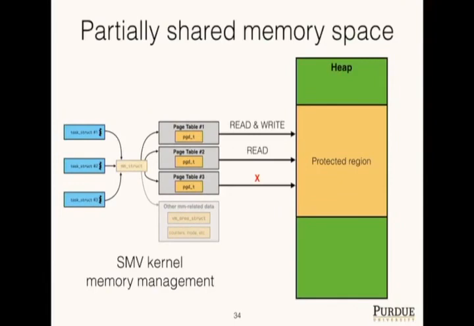So this partially shared memory space has several benefits. For example, it allows legacy thread synchronization that utilizes mm_struct to work with SMV seamlessly. If you use the pthreads library, most of the pthreads API calls, when they are calling the synchronization APIs internally, the Linux kernel uses this mm_struct.